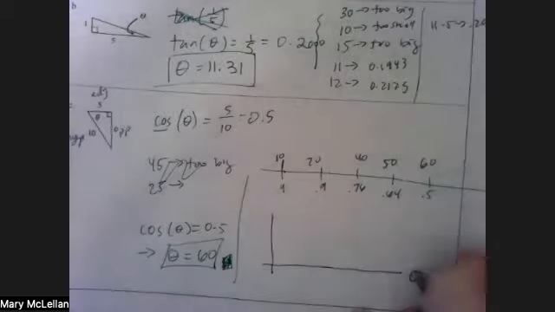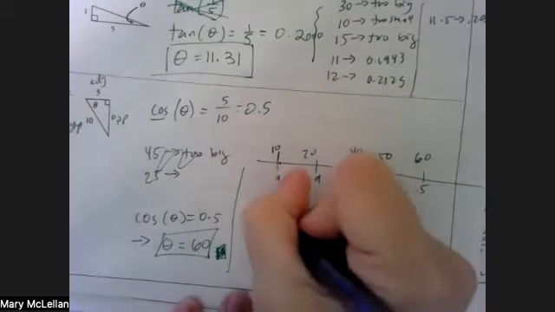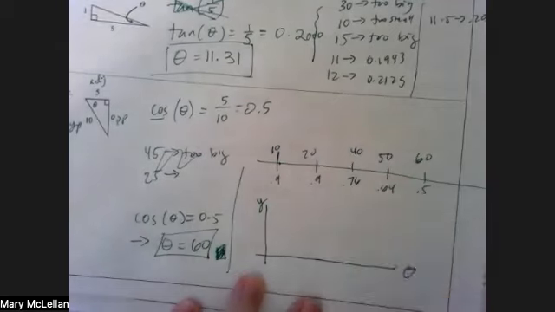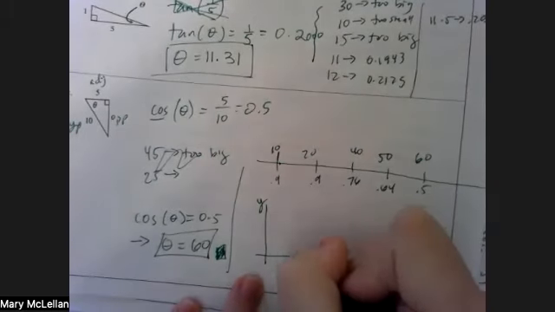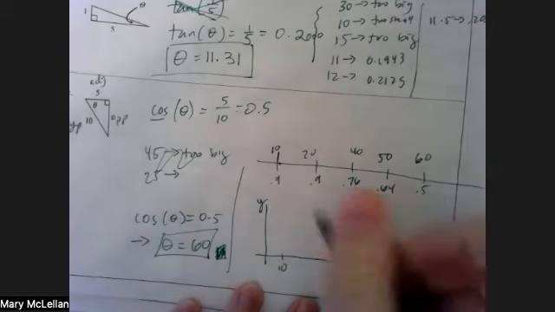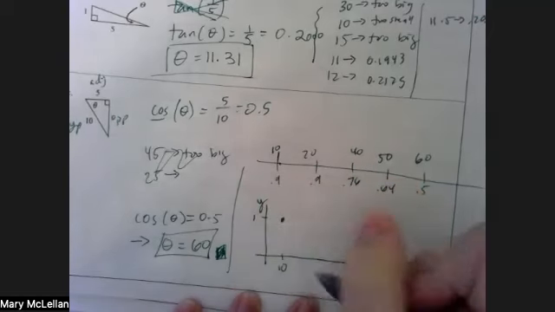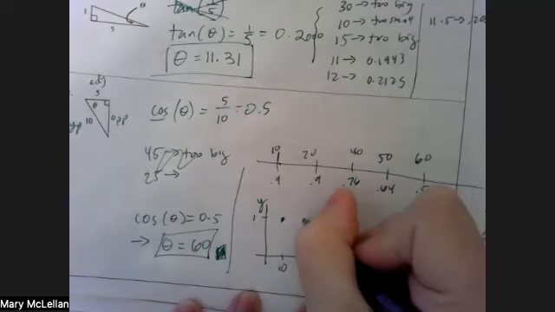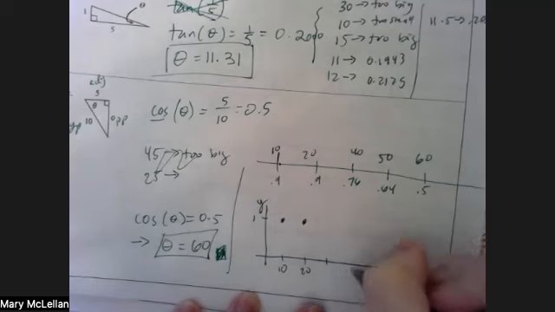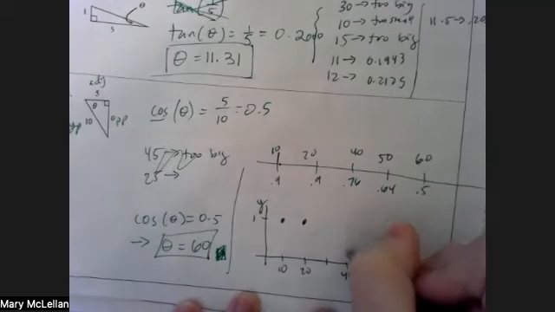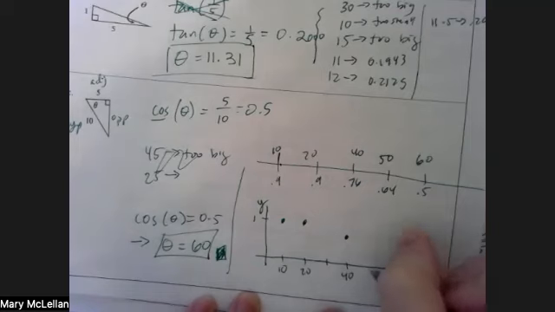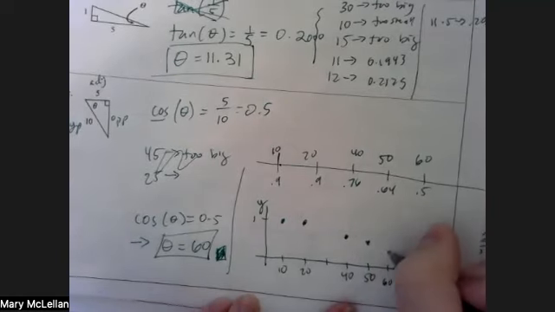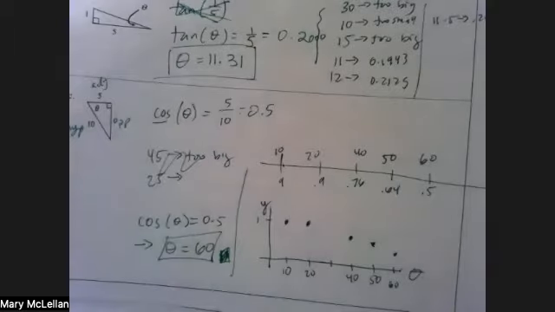Okay, so I'll put my angle here and my y here. So I'll make x my angle. So when my angle is 10, y is about 1. When my angle is 20, y is still about 1. When my angle is 30, I didn't do. 40, I'm down to about 0.7 something. 50, I'm getting close to a half. 60, I'm at 1/2.